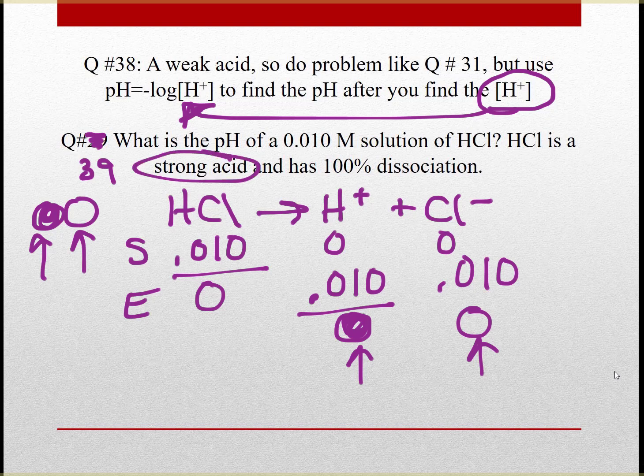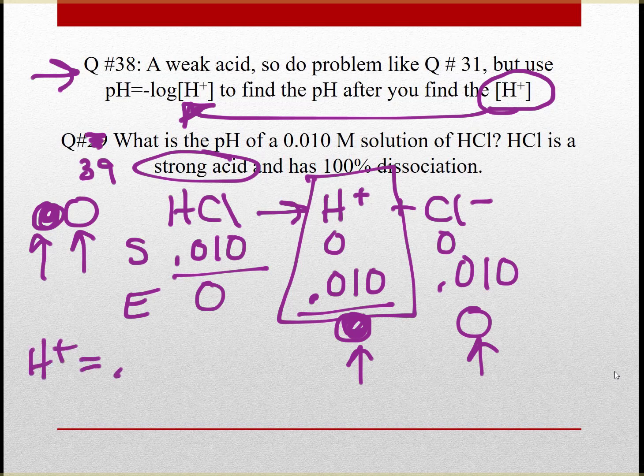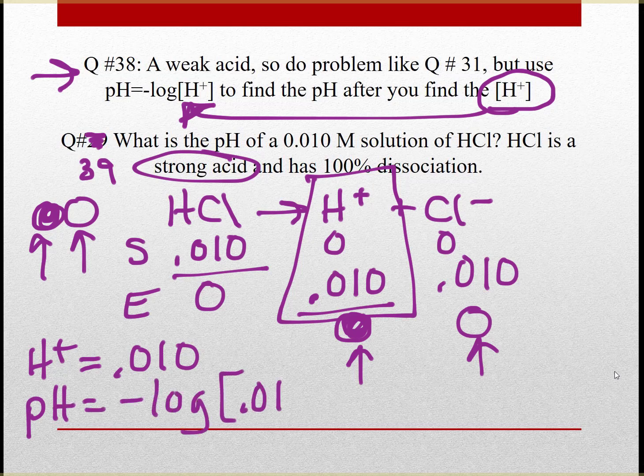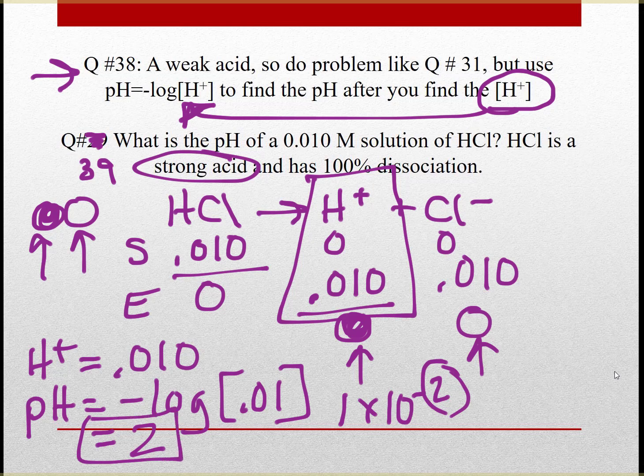So weak acids, you have to do what you did in question number 38, where you have to do your equilibrium constant for acids. So for this one, pH is determined by the hydrogen ion concentration. So my H plus is equal to 0.01. And so when I find my pH, I have the negative log of 0.01. And I actually can do this in my head. So this is 1 times 10 to the minus 2. So my pH would be that exponent, so that 2. So my pH is 2.